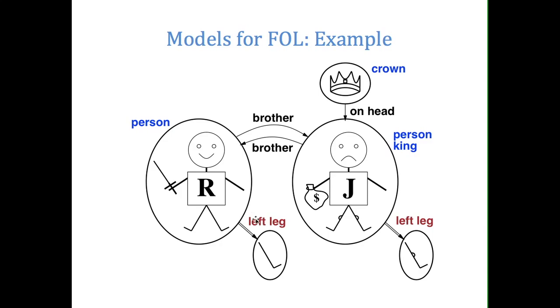And there's a function, left leg, and we claim that one leg is longer than another, but note that the function left leg returns a different left leg from Richard than it returns from John.